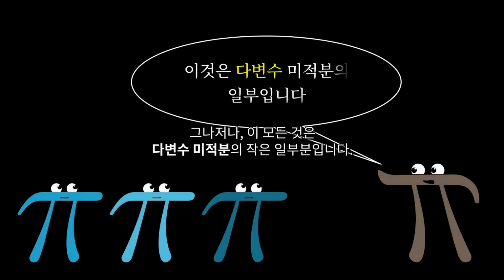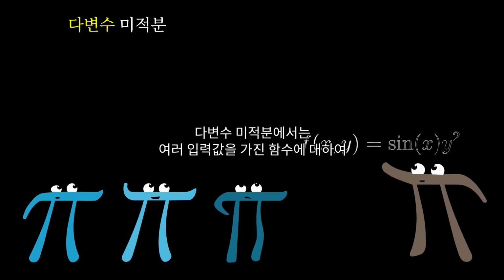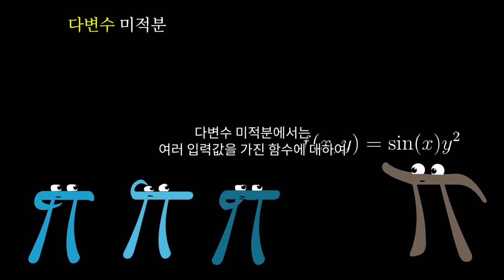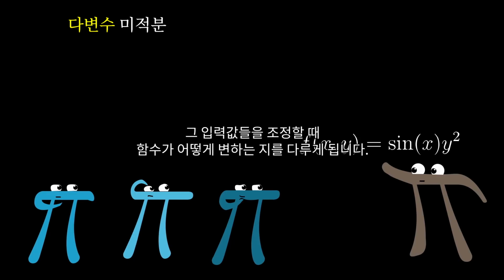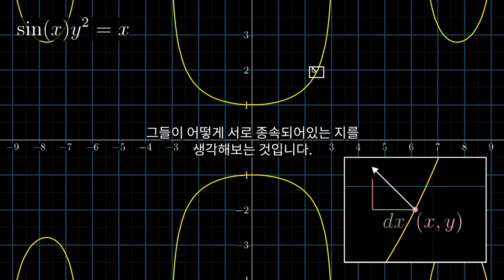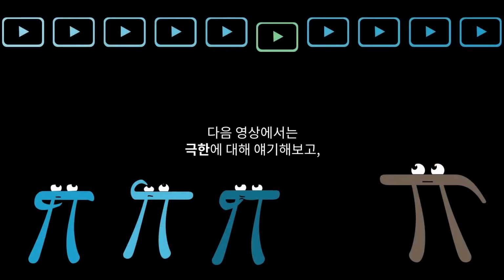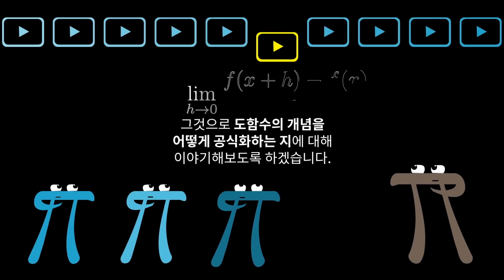By the way, all of this is a little sneak peek into multivariable calculus, where you consider functions that have multiple inputs and how they change as you tweak those multiple inputs. The key, as always, is to have a clear image in your head of what tiny nudges are at play and how exactly they depend on each other. Next up, I'm going to be talking about limits and how they're used to formalize the idea of a derivative.